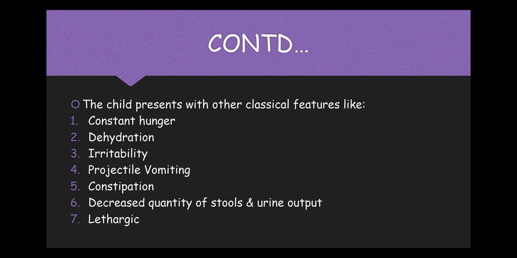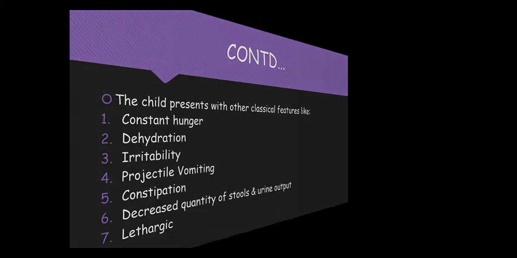The projectile vomitus contains gastric contents, mucus and streaks of blood but does not contain bile. Next is constipation, decreased quantity of stools and urine output, and lethargy.